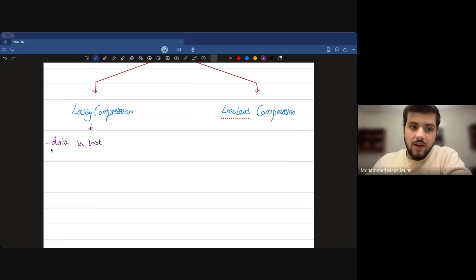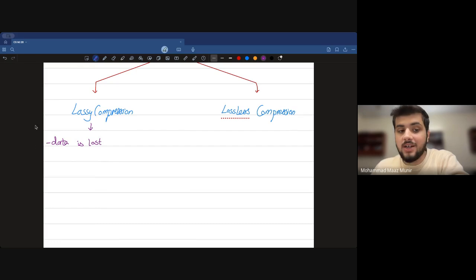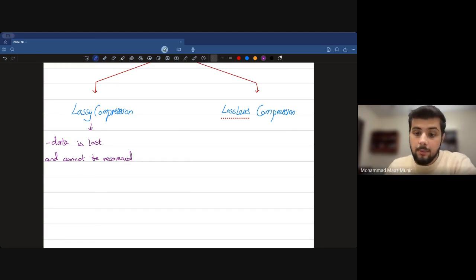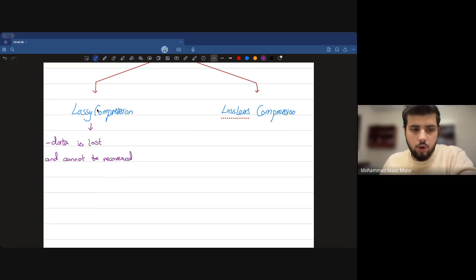You cannot get the original file. So whenever I implement lossy compression, it is going to reduce my file size, but it's going to lead to a scenario where data is lost and cannot be recovered. But in some scenario you might be saying, sir, then I will never implement the one in which data is lost and cannot be recovered. I would never be implementing this, but we're going to be looking into this tomorrow inshallah, and you're going to see there are some scenarios where lossy compression is beneficial.